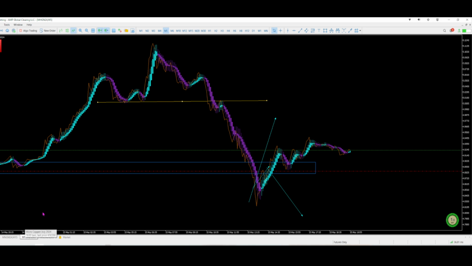If we look at copper, this is a new one I started looking at. This is the micro copper. The broker actually just started offering micro copper. If you trade the regular copper, you have to have a really large account.